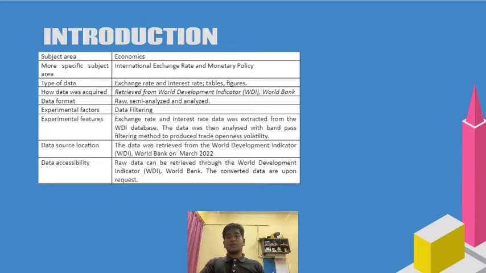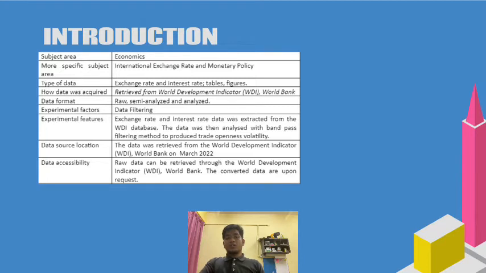How data was acquired: retrieved from World Development Indicator WDI, World Bank. Data format: raw, semi-analysis and analyzed. Experimental factor, data filtering: exchange rate and interest rate data was extracted from the WDI database. The data was then analyzed with the band-pass filtering method to produce trade openness volatility.